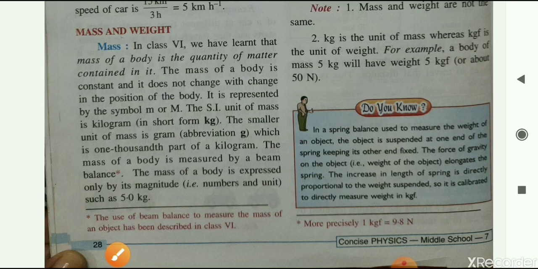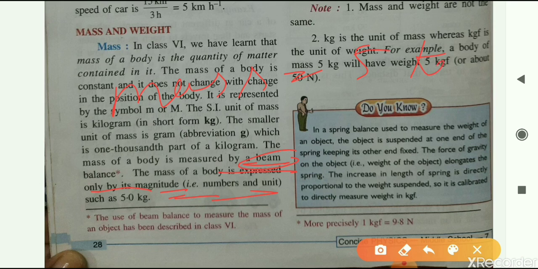The mass of a body is expressed by its magnitude only, and it is measured with the help of a beam balance. Mass is measured with the help of a beam balance and it is expressed only by its magnitude, that is numbers and units. Suppose the mass of a body is 5 kilogram, so it is represented by number, that is magnitude, and unit.